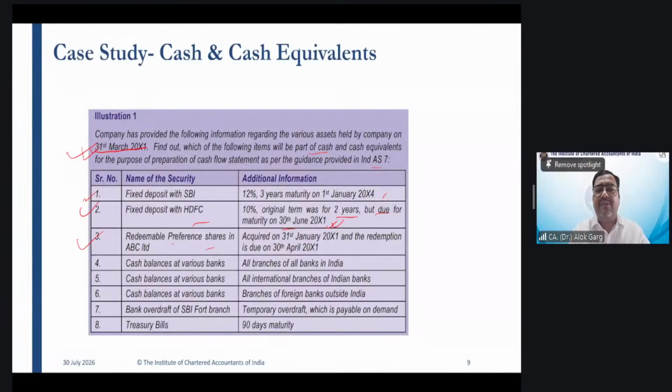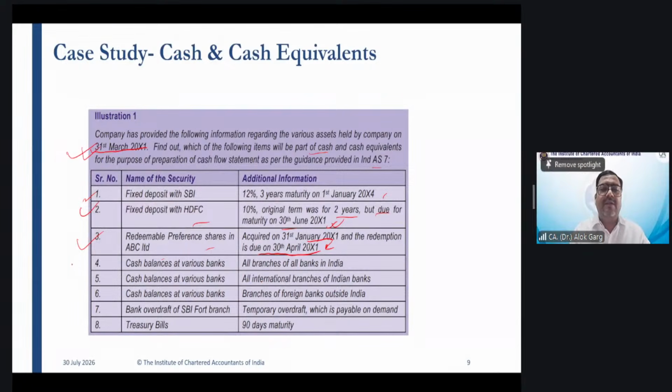Redeemable preference share in the ABC Limited, redeemable preference share, which carries interest, which is principal, acquired on 31st January 2001, due for 30th April 2001. Short term, highly liquid, original maturity is 3 months, right? Third, tell me, current, non-current. Current, cash and cash equivalent or other bank balance? Is it cash and cash equivalent or not? Yes, it is cash and cash equivalent.